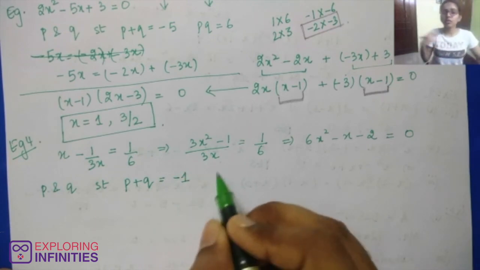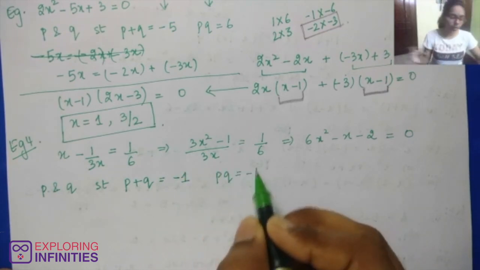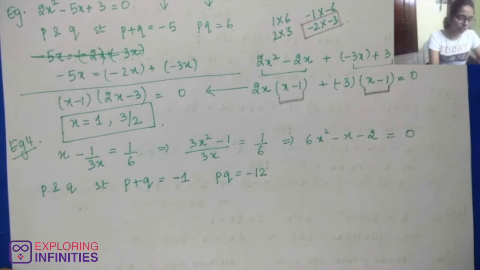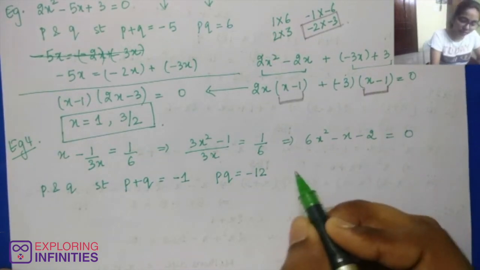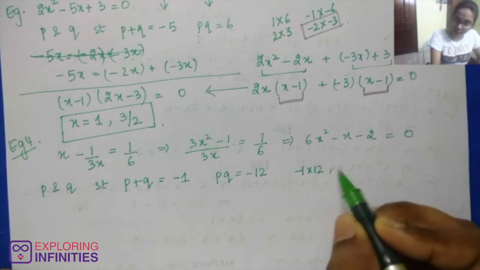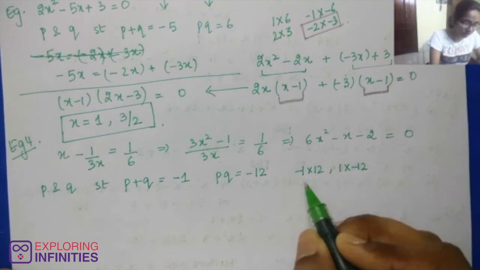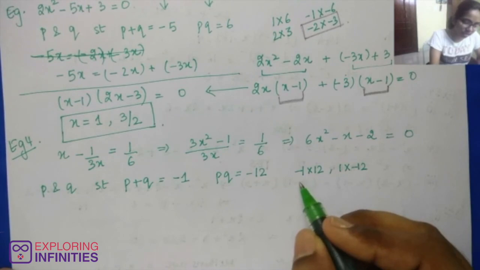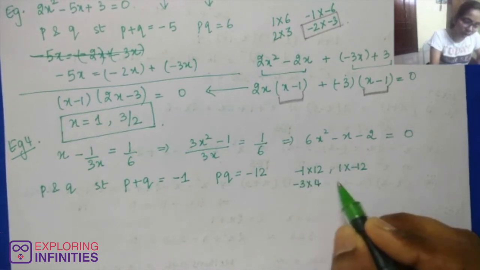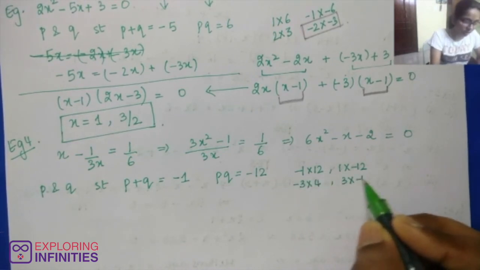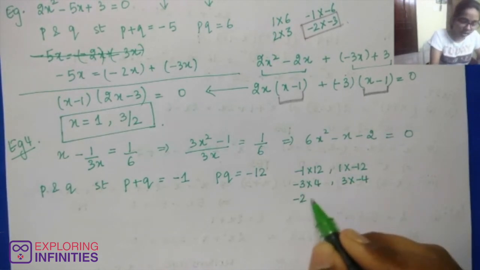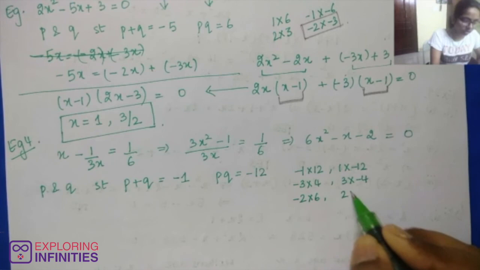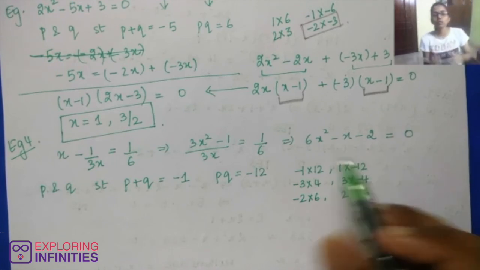Now you list out the factors for minus 12. So what are your factors for minus 12? It's minus 1 into 12, 1 into minus 12, then you have the pair 3 and 4. So you basically write 3 into 4 or else 3 into minus 4. Then you have your pair 2 and 6. So you'll write minus 2 into 6 or else 2 into minus 6. So these are the factors of minus 12.